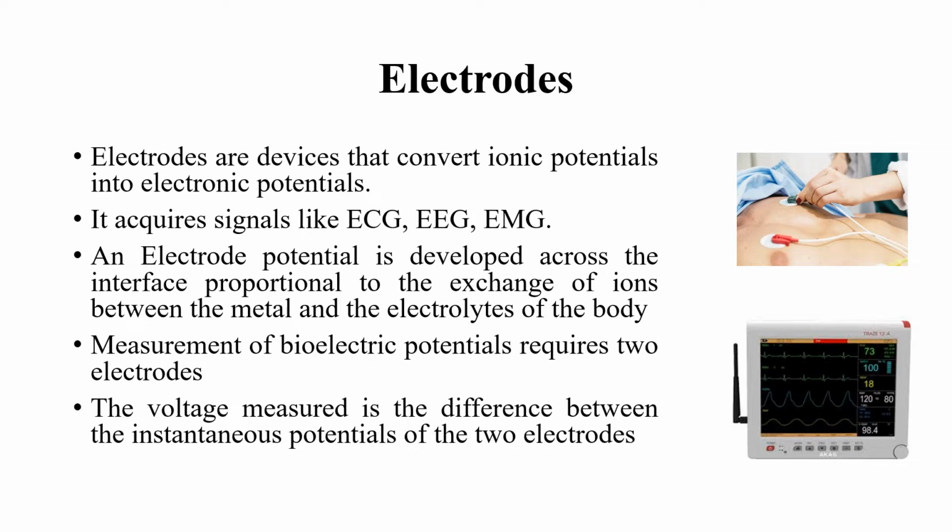Consider the figure that has two electrodes kept on the chest of the patient, so that we are going to measure the electrode potential between these two electrodes. Our body mainly consists of electrolytic solution, that is, our body is filled with a fluid that will act as an electrolyte. Based on that electrolytic solution and the interface of this electrode, signals will be generated. This signal will be displayed in the display unit.